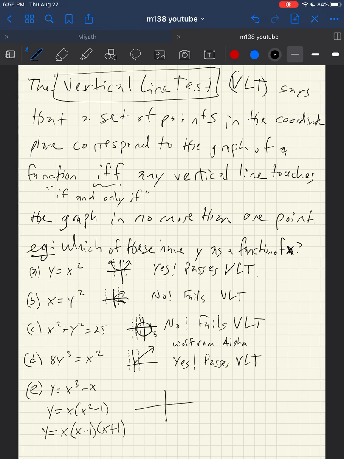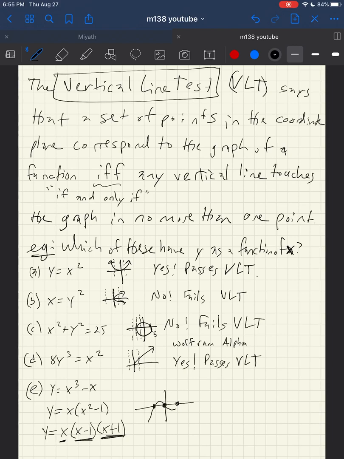So without knowing exactly what this graph looks like, I can see that it's got a 0 at 0, because when x equals 0, it's 0. When x equals 1, this becomes 0, so it's got a 0 at 1. And when x equals -1, this becomes 0, so it's got a 0 at -1.